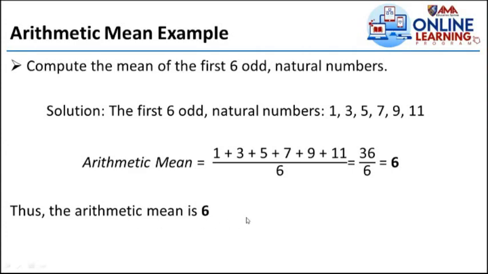So you can also use your calculator. On your calculator, 1 plus 3 plus 5 plus 7 plus 9 plus 11 equals, divided by 6, then you're going to have the answer of 6.